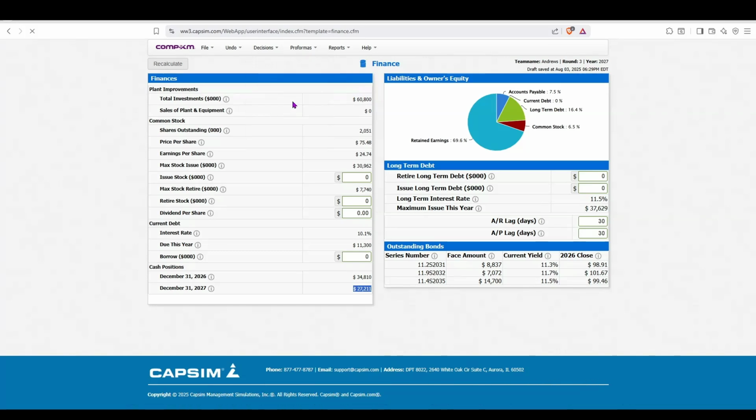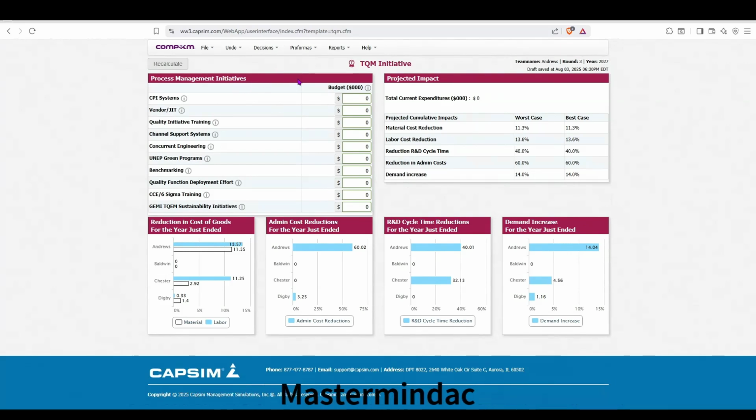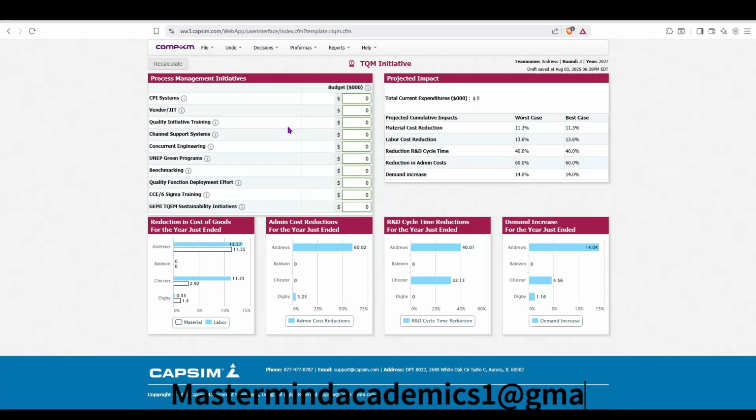Lastly, the TQM. For the TQM at the moment, I'm not going to make any decisions, so I'll just maintain it that way, because we are still getting the scores and it's still effective in the market because we have invested in it in the last 2 rounds.